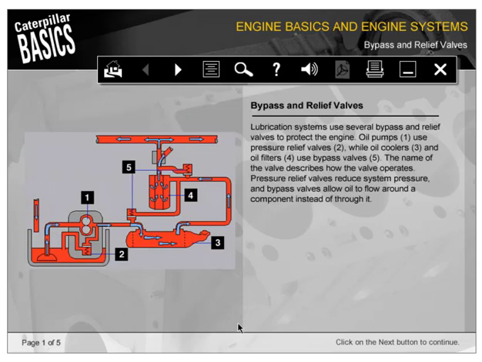Lubrication systems use several bypass and relief valves to protect the engine. Oil pumps use pressure relief valves, while oil coolers and oil filters use bypass valves. The name of the valve describes how the valve operates. Pressure relief valves reduce system pressure, and bypass valves allow oil to flow around a component instead of through it.